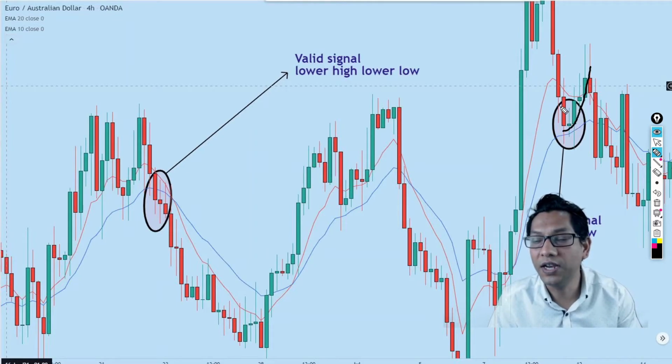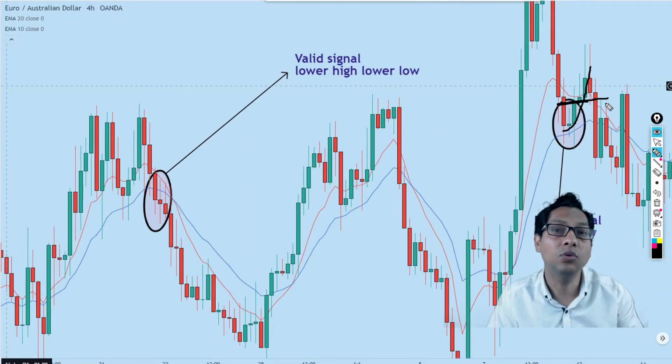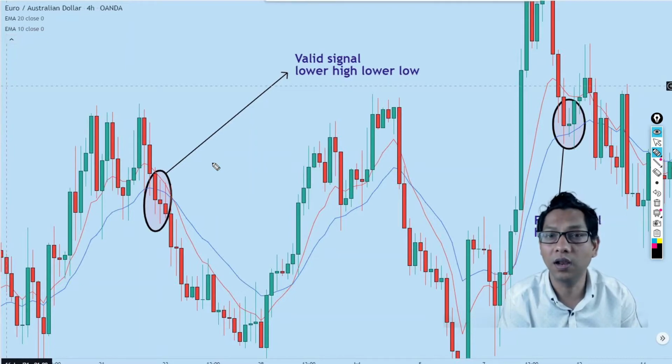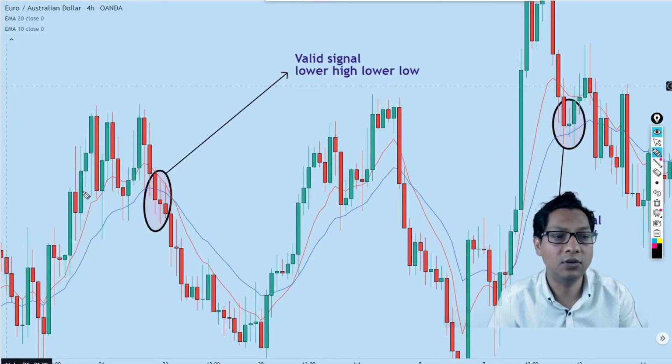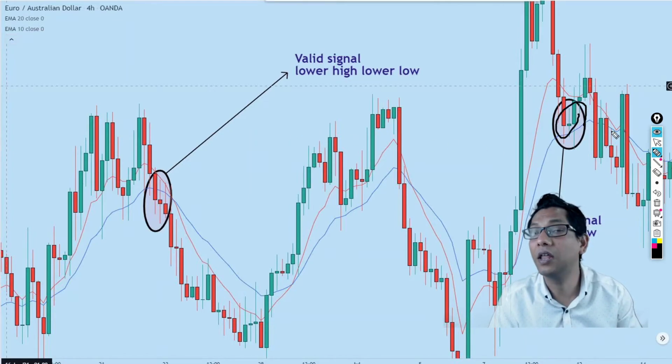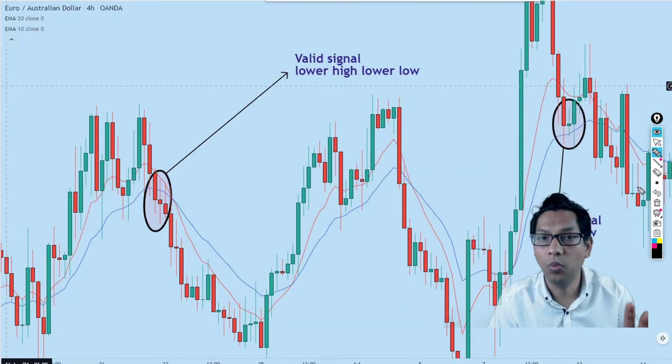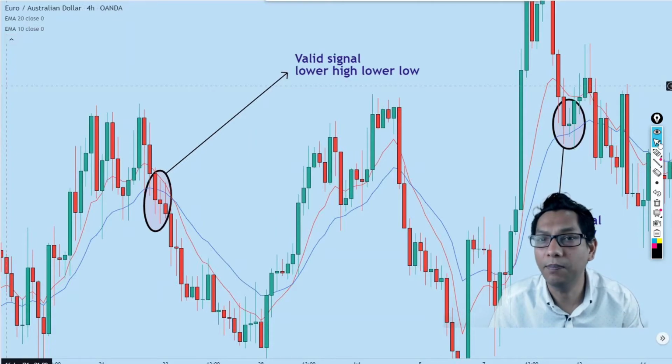Now if you trade this one based on this, with the stop loss above this high, your stop loss will be hit. So you need to make sure that the doji is breaking the previous low and creating a lower high and lower low. Then it could be a high probability signal. But if it cannot break the low, then it could be a false signal. Better to avoid this one. So that is one example. Let's see more examples.